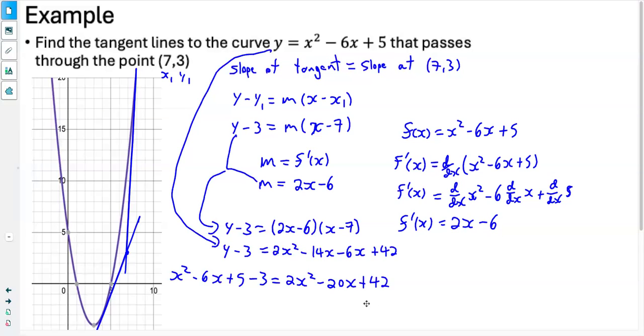And we'll move stuff over to one side. Essentially, because we've got down to just one variable now, we can solve at what x values we have these tangent points occurring. So I'd subtract x squared from both sides, add 6x to both sides, and then 5 minus 3 is 2, so I'd subtract 2 from both sides.